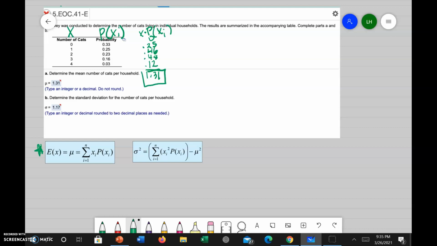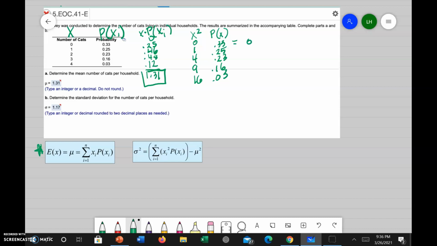Now the formula for the standard deviation is we're going to take each x value and square it and then times it by p(x). So if we square each x value, we would get 0 squared is 0, 1 squared is 1, 2 squared is 4, 3 squared is 9, and 4 squared is 16. And then we need to multiply that times the probability. So I'm going to copy those over, and then I'm going to multiply because it's x squared times p(x).